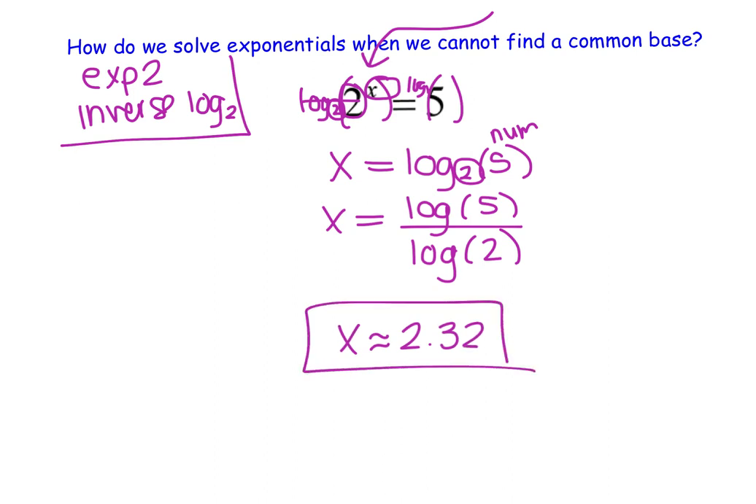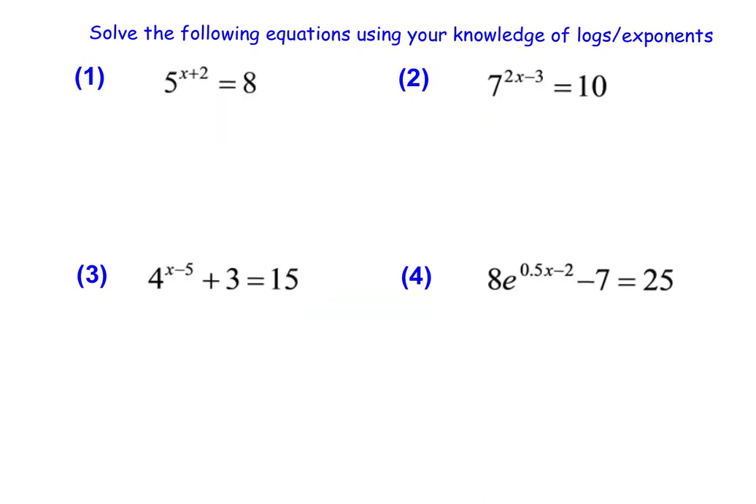So again, we can use our knowledge of bases here, of a base 2 log and a base 2 exponent, to undo that exponential base so that we can basically take what's in the exponent out of the exponent. So let's try a couple of examples here.